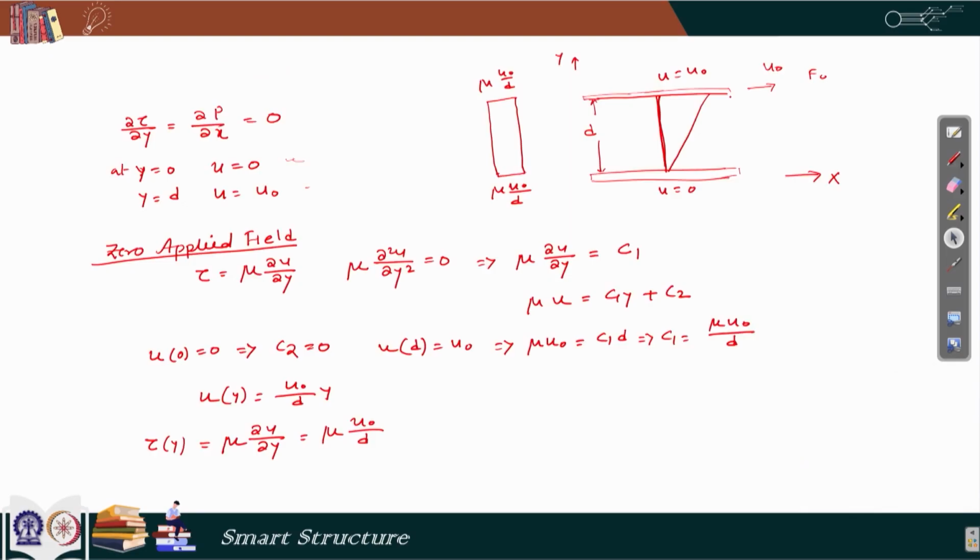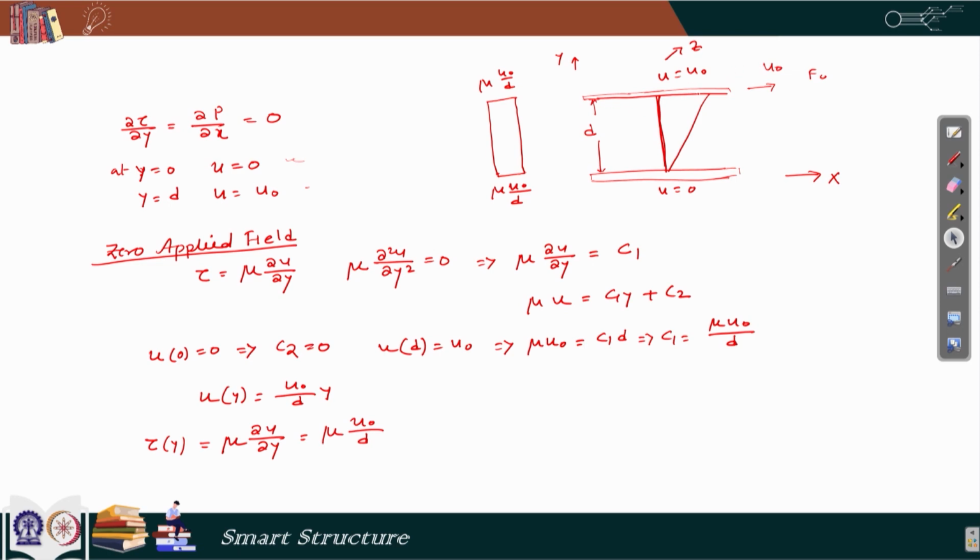So, for that, first let us find out the force F 0. Force F 0 is tau multiplied by L and B. If we look at this diagram, we have a z axis here. Now, the dimension of these plates along the z axis is B.